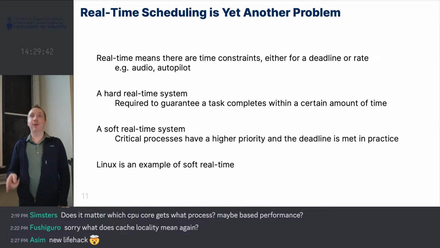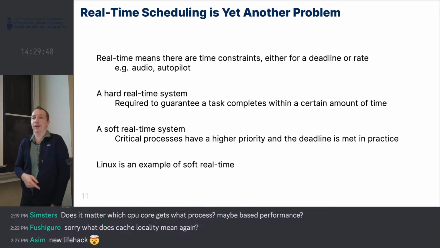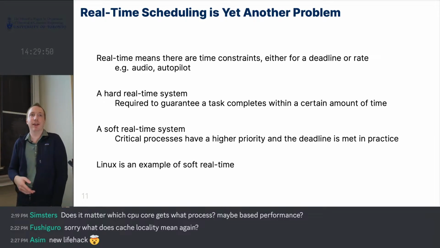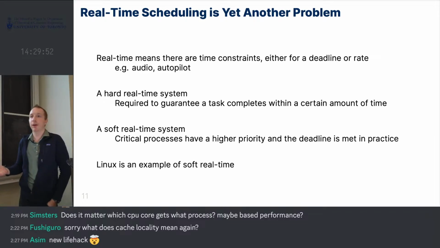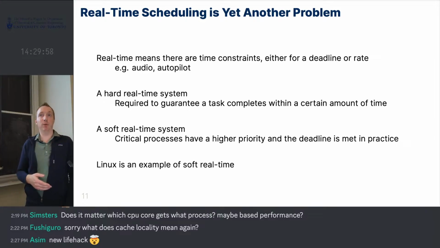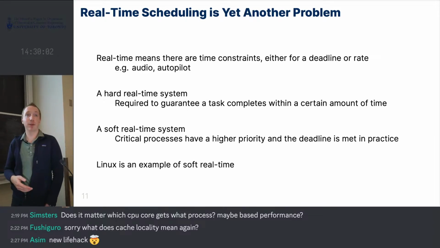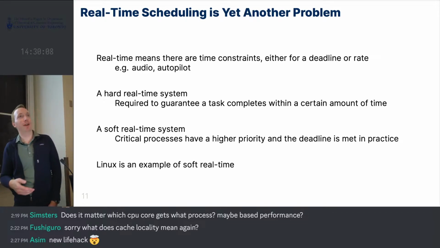So a soft real-time system is something like Linux, where critical processes just have a higher priority and the deadline's met in practice, and you don't throw your computer out the window. The Linux kernel is very, very complicated. You can't essentially get any real guarantees with the Linux kernel because the scheduler is very complicated, context switching is complicated, virtual memory is complicated.